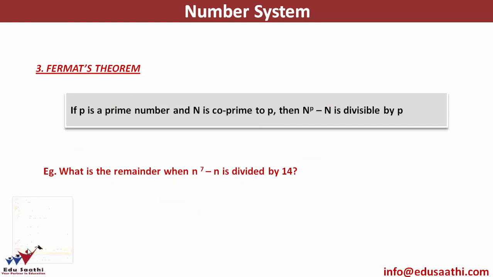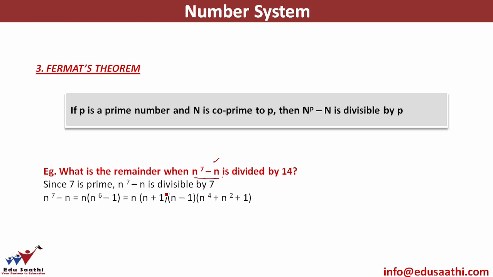Now, let's look at the question that we have. What is the remainder when n raised to power 7 minus n is divided by 14? This is the question that we have. Since 7 is prime, n raised to power 7 minus n will be divisible by 7. Now this is the thing that I am going to apply here. N raised to power 7 minus n over 7 gives me a remainder of 0.